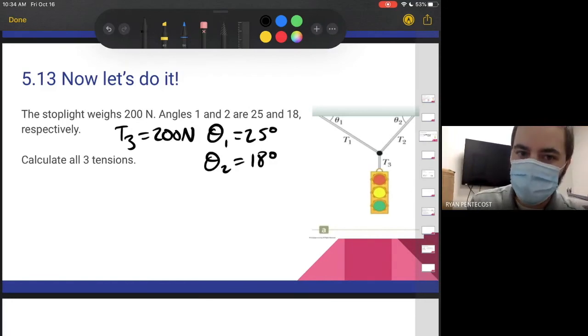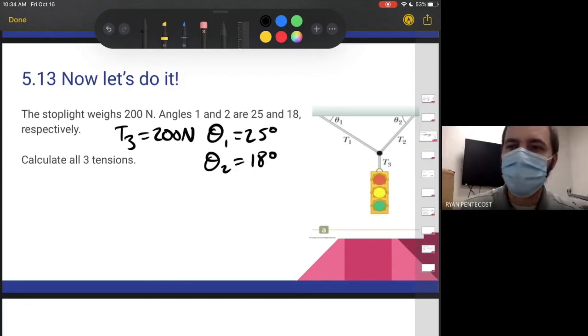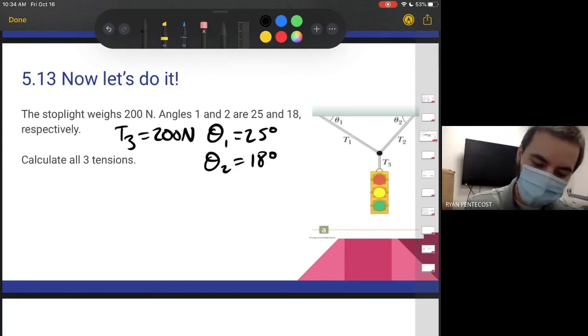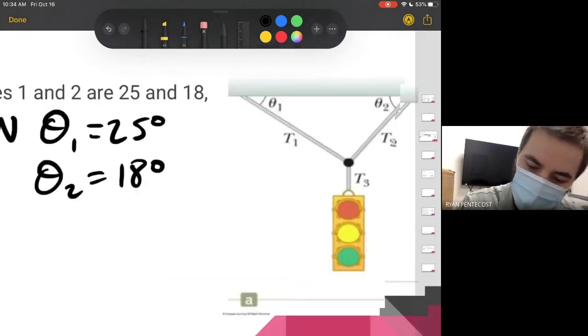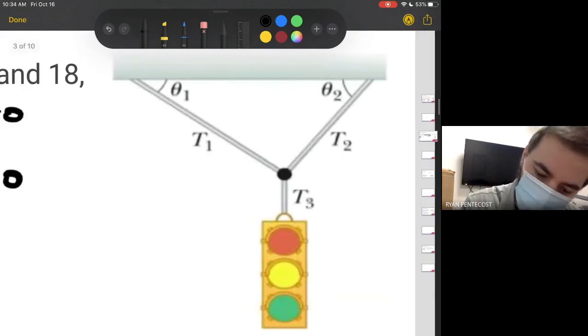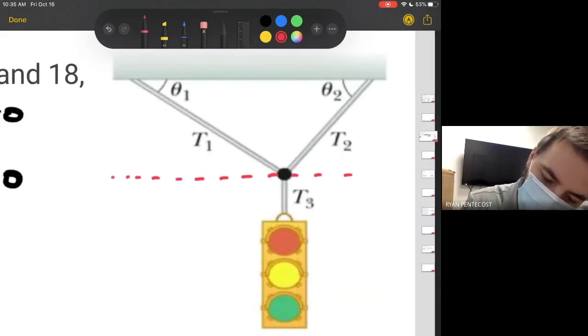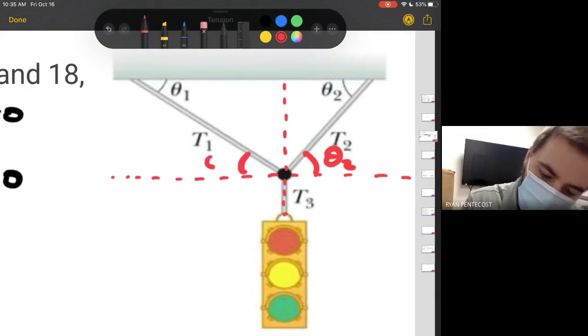And then we just need to calculate tension. So what we'll do first, we'll do both strategies just so you guys can see how this works. Let's split this up into our summation of forces. Let's look at the x first. I'm going to redraw the axes that we had here. Okay, so here is our theta 2. Here is our theta 1.